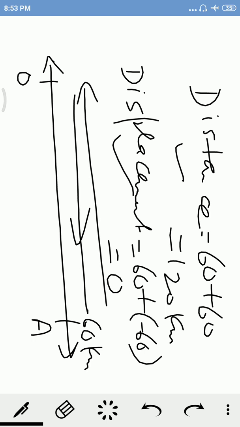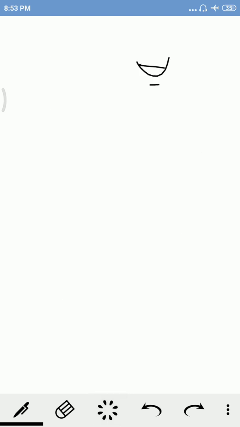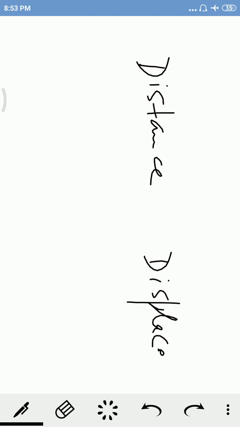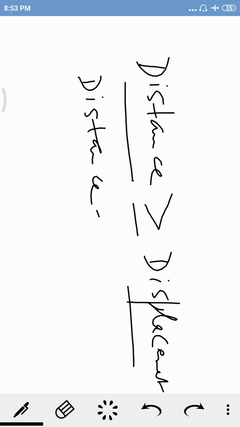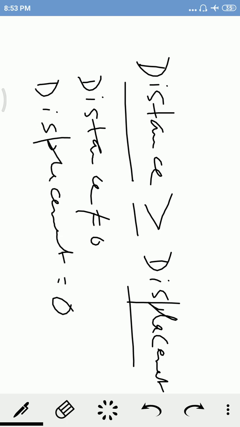So we can conclude one thing from this: out of distance and displacement, which quantity will be greater? Distance will always be greater than displacement, or it can be equal also. So distance is always greater than or equal to displacement, and distance cannot be 0, but displacement can be 0 if the object returns to its original position and the initial position and final position coincide with each other. So I hope the difference between distance and displacement is clear to you.